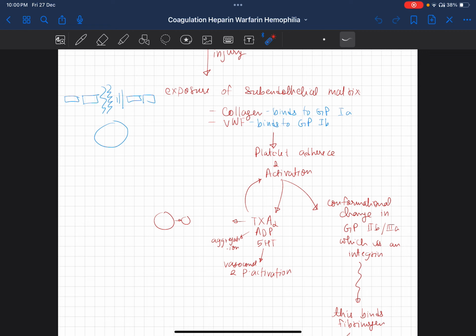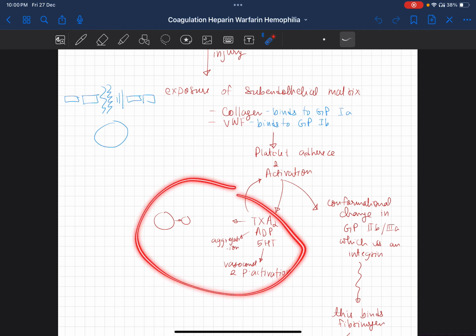Upon activation, there will be two things. One, you have here glycoprotein 1 receptor function done. Glycoprotein 2 receptor, 2B3A, will undergo a conformational change. This I will talk about later. First, let's just put this aside.